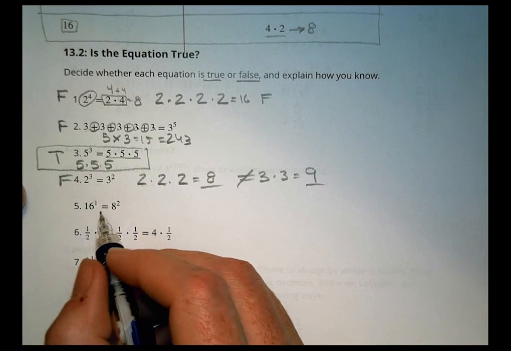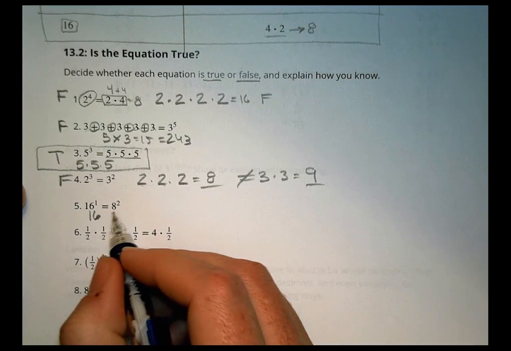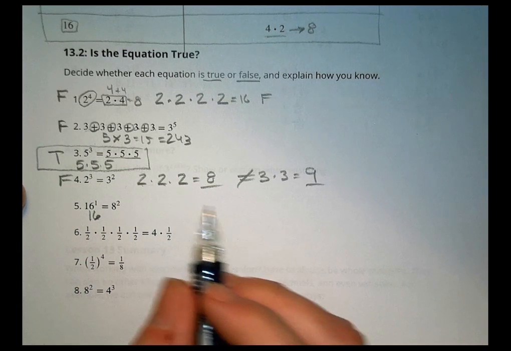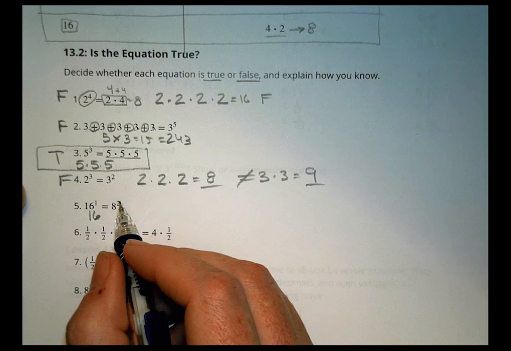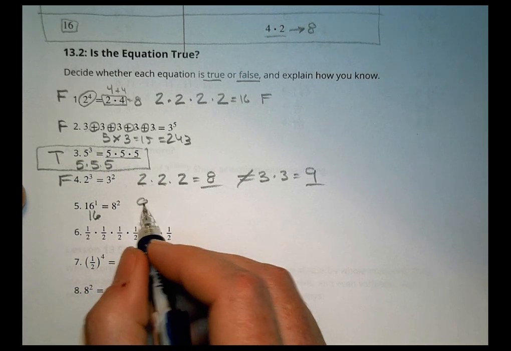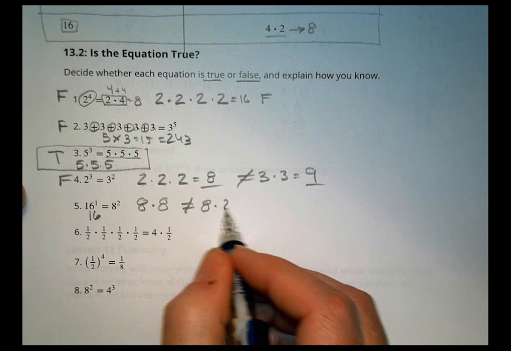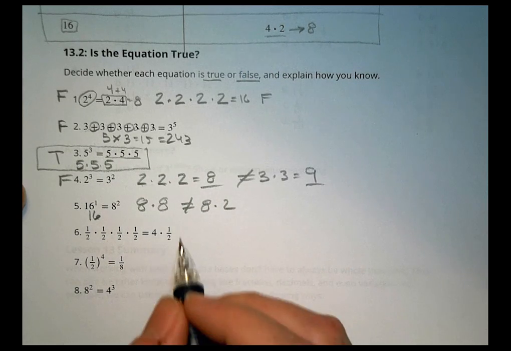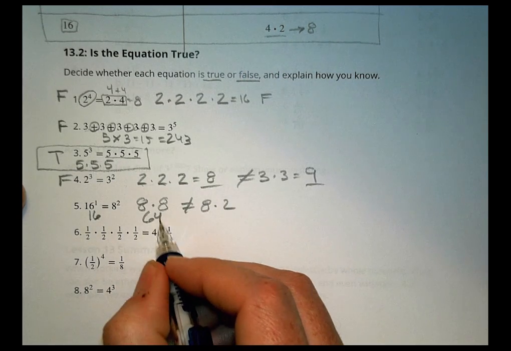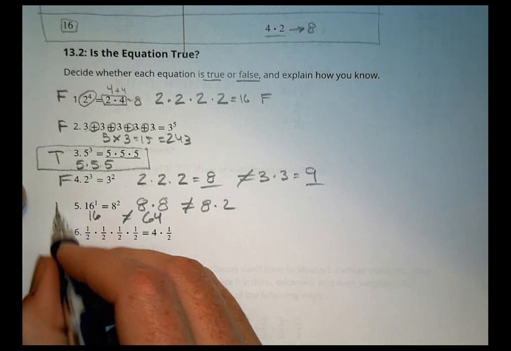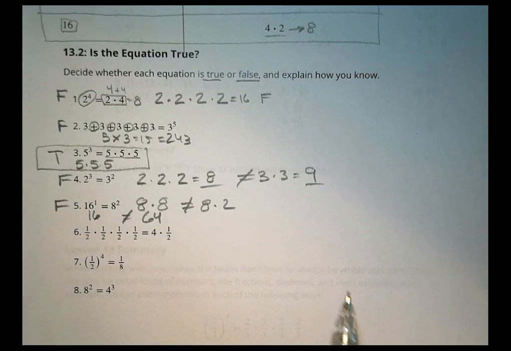16 to the 1st is simply 16. Great. Now they put it here because you might think, oh, 8 squared. Yeah, right. It's 8 squared. 8 times 8. That is not 8 times 2. 8 times 2 would be 16. 8 times 8, though, is 64. Those are not equal. That's another false statement.